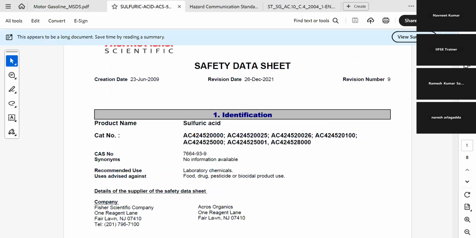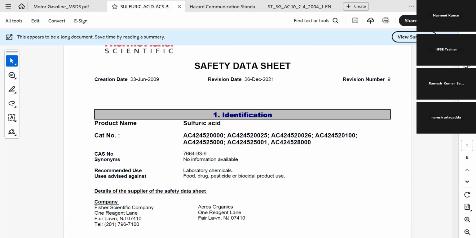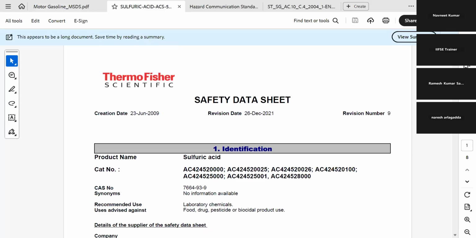Yes, let us get back to the topic. So if somebody asks, sir, we have seen identification of chemical compounds, etc. The nomenclature will be different. If you see Bharat Petroleum, they are using chemical product and company identification. In the sulfuric acid sheet from Thermo Fisher, they are using identification. When I say identification, it is basically about what exactly it is.